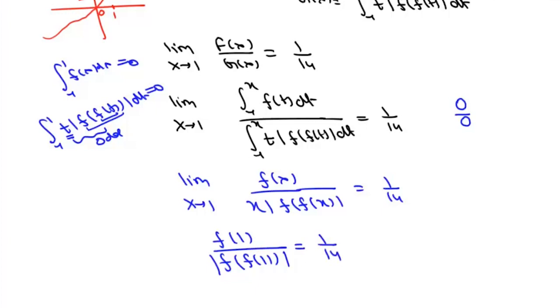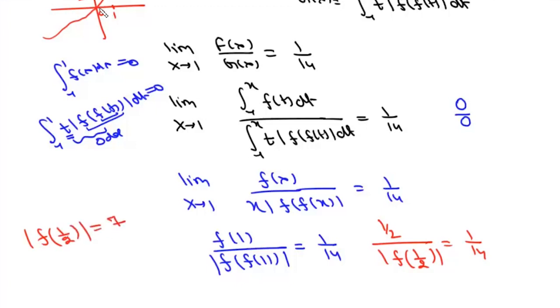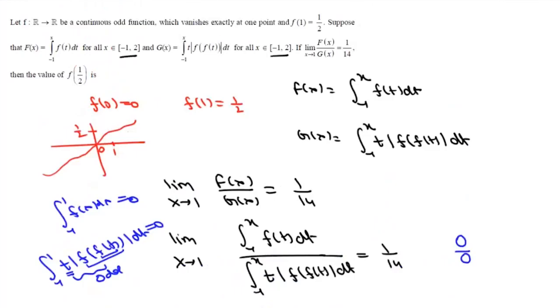Now in the question it is given that the value of f(1) is 1 by 2. So it will be 1 by 2 upon mod of f(1) by 2 will be equal to 1 by 14, or mod of f(1) by 2 is equal to 7. Now since f(x) is positive when x is greater than 0, we can write f(1) by 2 is actually plus 7. The value of f(1) by 2 is 7, and that is the answer to this question.